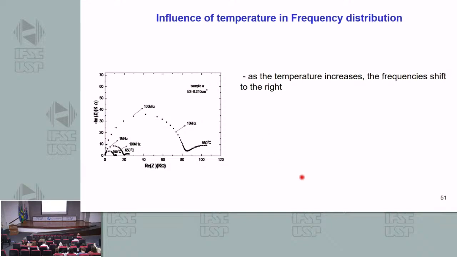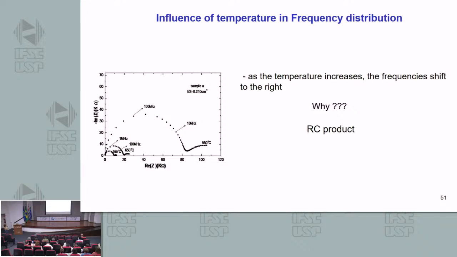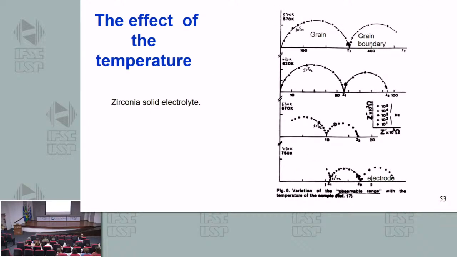As the temperature increases, the frequencies shift to the right. That's what we have seen. Why do the frequencies shift to the right? Because, as we can see, the resistance decreases, and the capacitance does not change a lot with the temperature, it should not change. So if resistance decreases, the RC product, as we said, 2πf RC equals 1, and capacitance is constant, so the relaxation frequency must increase. That's what we see here.